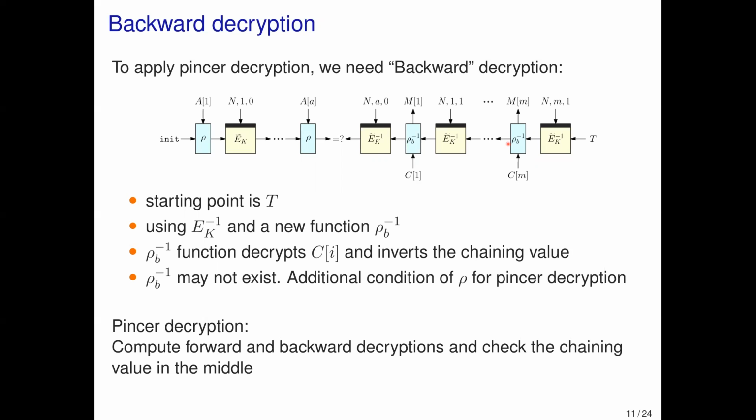The pincer decryption computes the forward and backward computation passes in parallel and checks if both passes generate the same chaining value at some middle point.